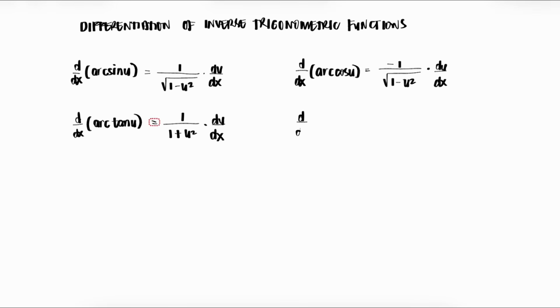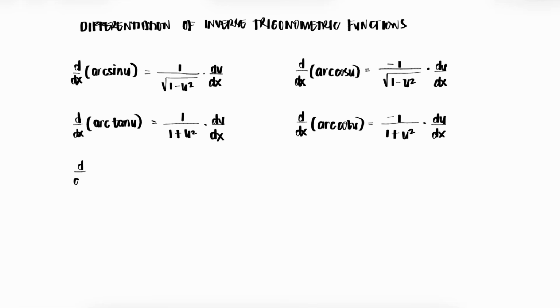And for the derivative with respect to x of arc cotangent of u, again, we just need to copy the formula for arctangent. That's 1 over 1 plus u squared, multiplied to the derivative of u with respect to x. And then you just put a negative sign in the numerator. So it's negative 1 over 1 plus u squared times the derivative of u with respect to x.